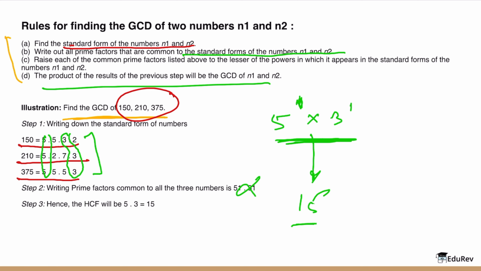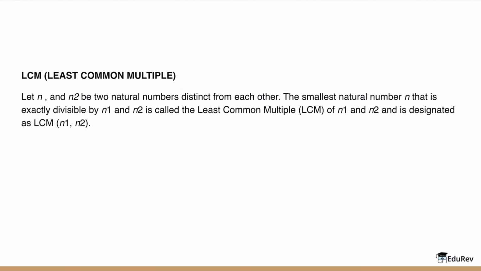You people understood this. So obviously we have done your GCD or HCF. So let's see what is LCM, that is least common multiple. We have done the highest common one, let's do the least one as well. So what is your least common multiple?